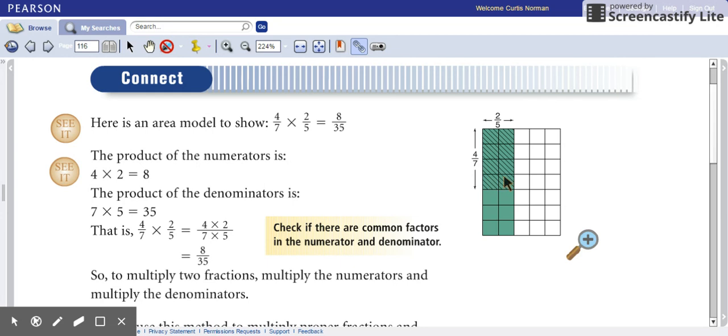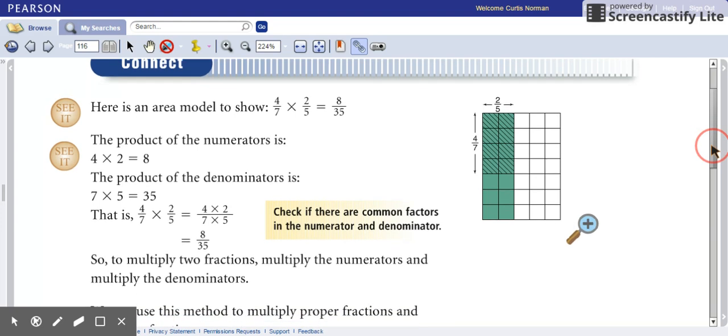That's our answer. Well, let's take a look. How much is it? 1, 2, 3, 4, 5, 6, 7, 8. Hence, 8 over, well, how many squares do we have? 5 by 7. And we know 5 times 7 is 35. So there you go. That's a little understanding of why 4/7 times 2/5 is actually 8/35.